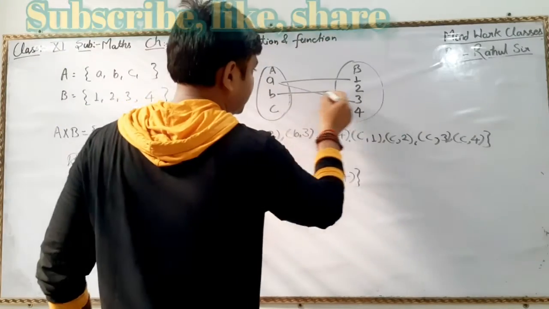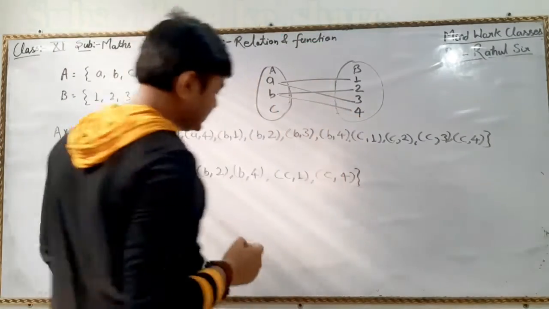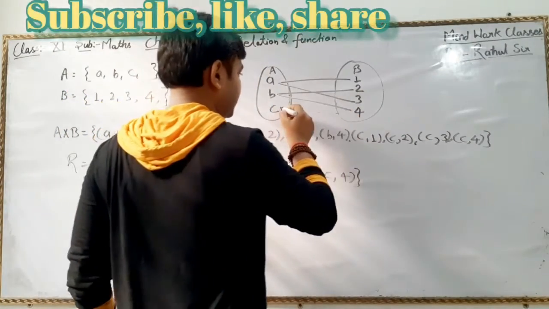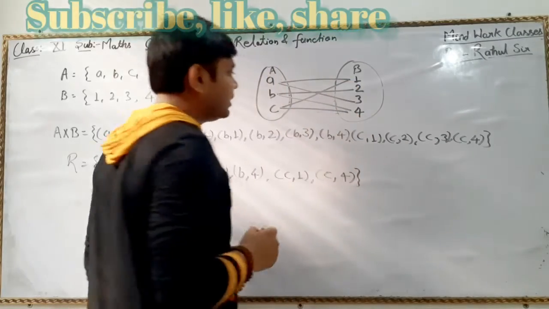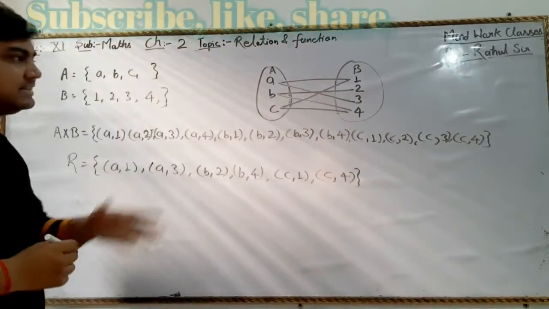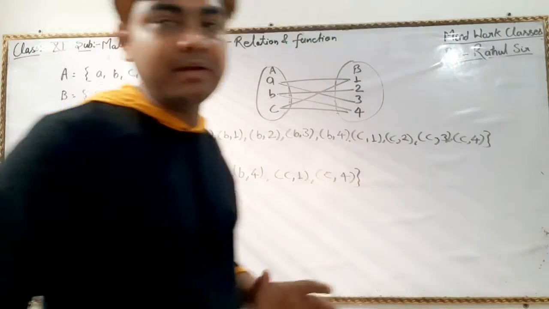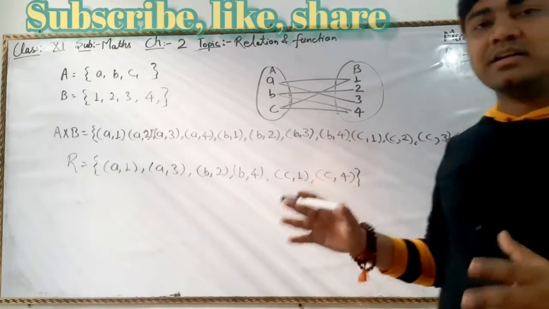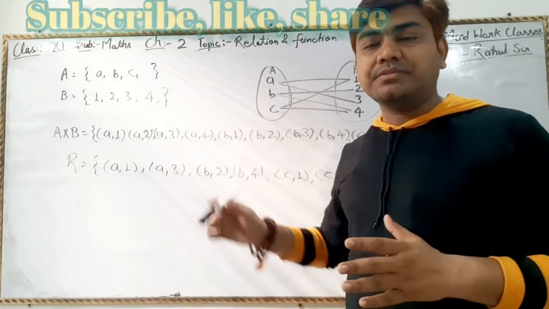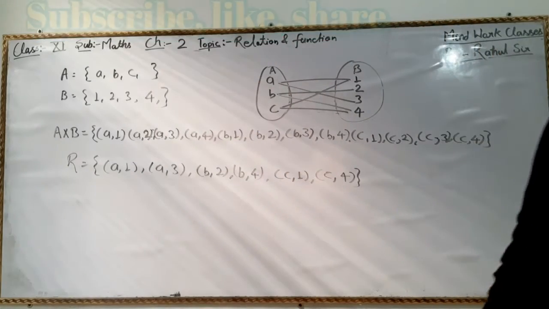B2, let us join B and 2. And B4, B and 4. C1, C1 and C4. Okay, so this is the visual representation of any relation. So we have already understood what a relation is. A relation is a subset of any Cartesian product of two sets.